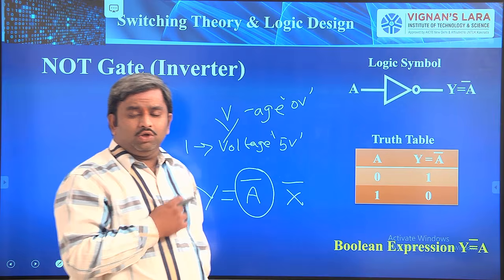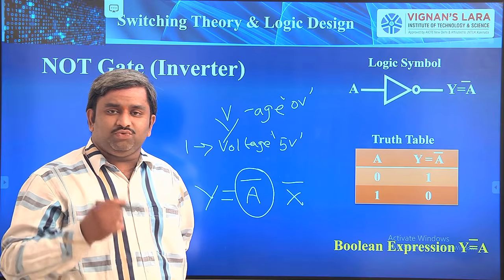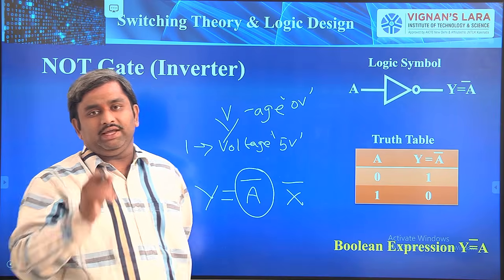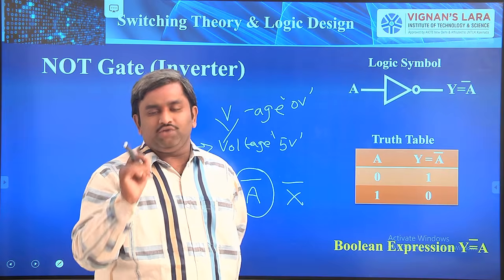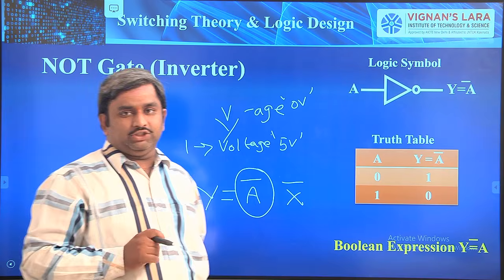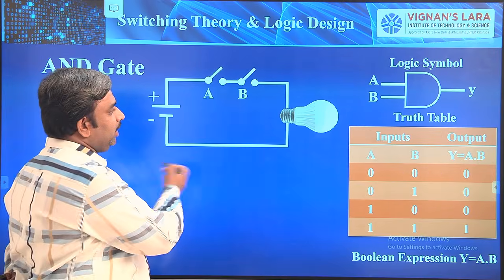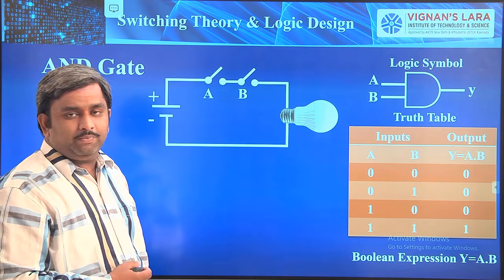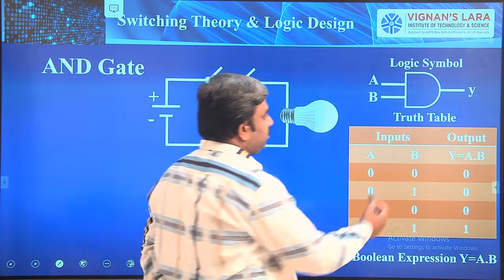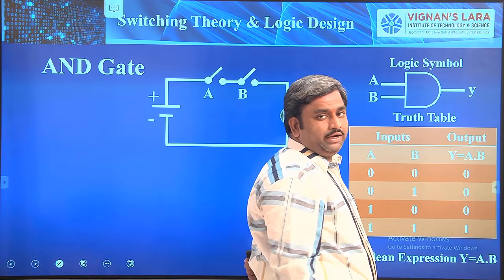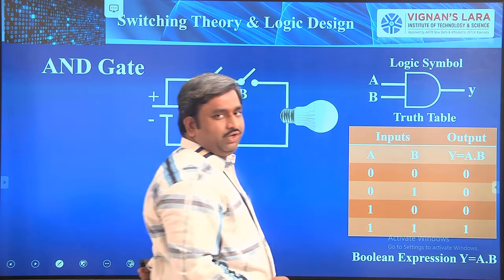Next. So the NOT gate is very important, very basic functionality. If you are giving 0 at the input side, it will produce the output 1. Right. Next, coming to the AND gate. This AND gate example we will see in depth. First, see the symbol of the AND gate. So this is the logic symbol of the AND gate.